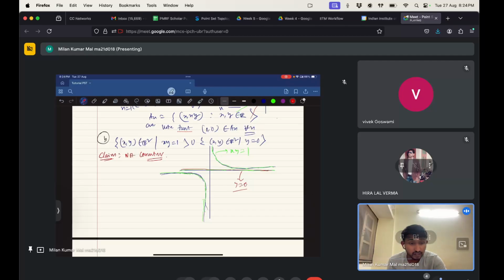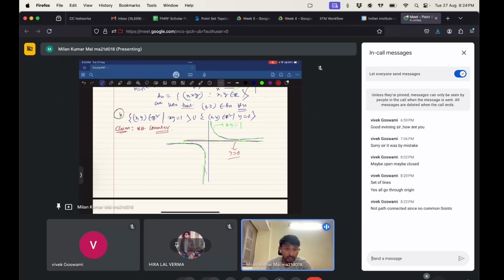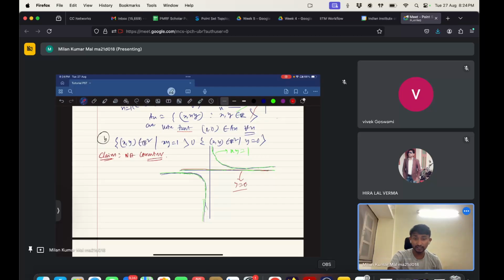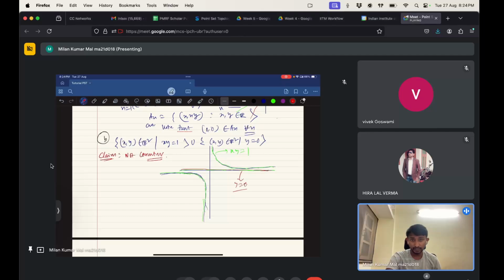Okay, what Vivek? I think there is one problem. You said not path connected since no common points. Yeah, not path connected, but not path connected does not imply that it is not connected, right? It can be not path connected, but still connected. So we have to make sure it is not path connected. That does not imply that this is not connected. It can be connected. So that's why you have to show that it is not connected. That means I have to give that it is a disjoint union of two open sets. That is what I want to say. Okay, I got it, I think.